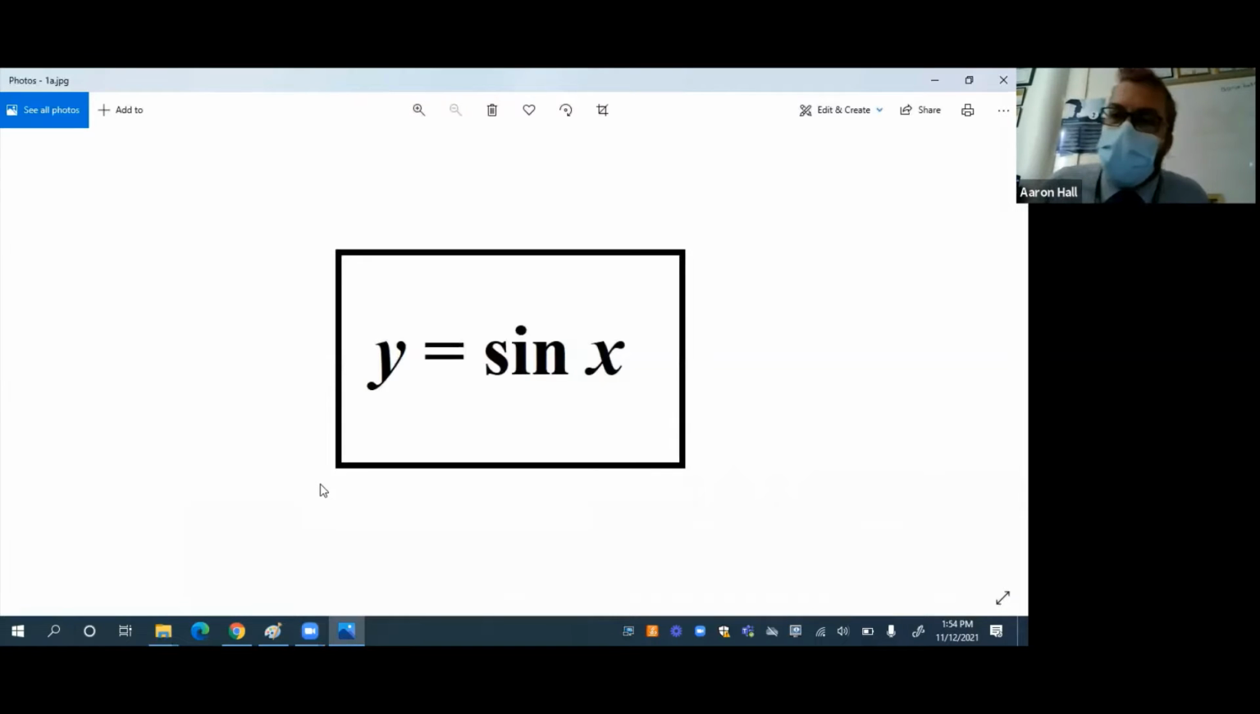All right, so here's our first flashcard. On one side of the flashcard, we have y equals sine of x, and I want to find the derivative of sine of x. What is it? Cosine of x. So there you go. How cool is that?